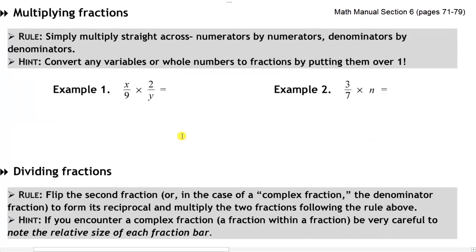Multiplying fractions is very simple because we just multiply straight across numerator, straight across denominator. So this just becomes 2x over 9y. And same thing over here. One nice thing to do is to put all of your variables or whole numbers over 1 so that they appear as fractions. And then again, you just follow the same rule. Numerator by numerator, denominator by denominator, and you get 3n over 7.